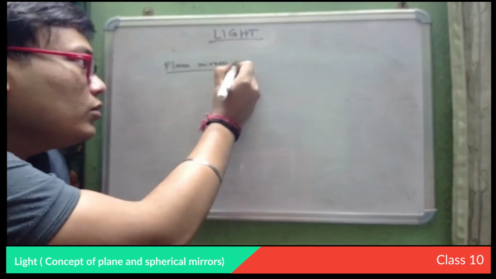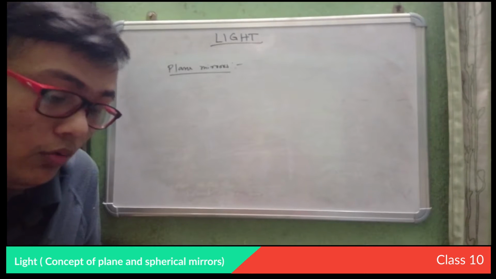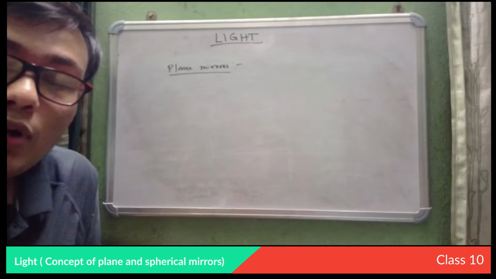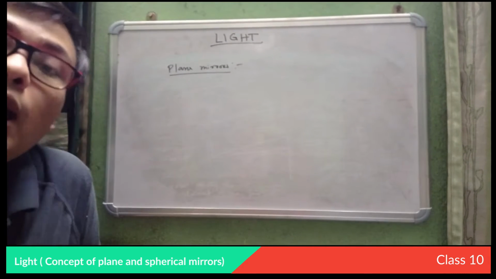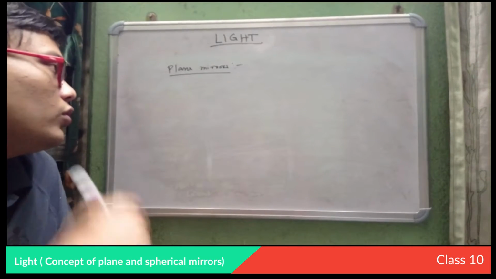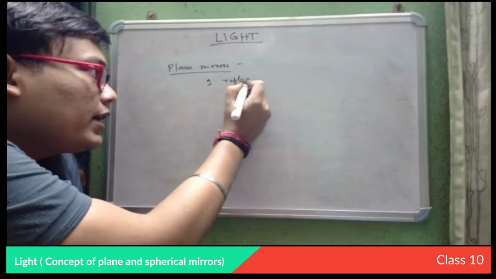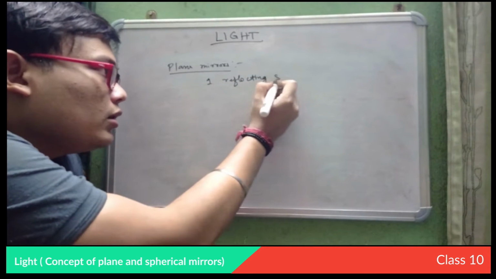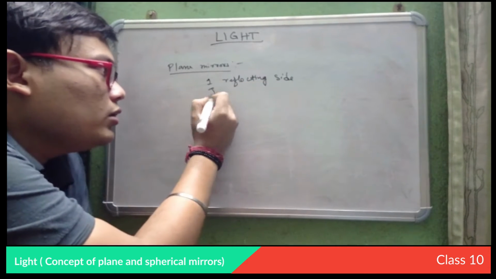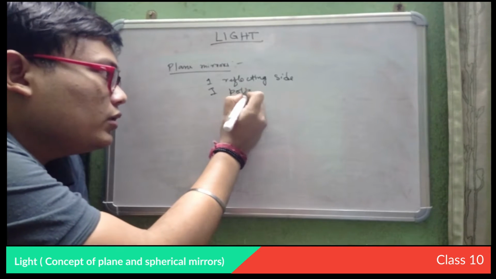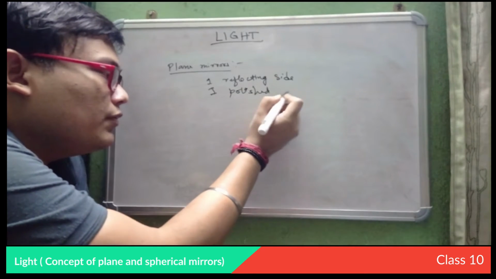If you remember, plane mirrors had one side which was reflecting and the other side was polished. So this kind of mirrors have one reflecting side and one polished side, generally polished with silver or aluminum.